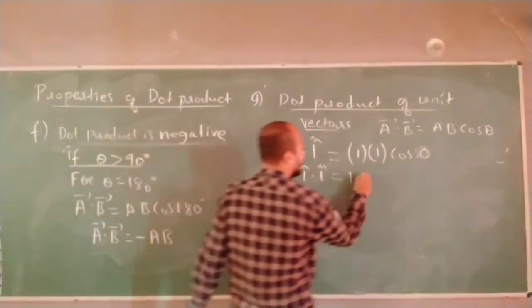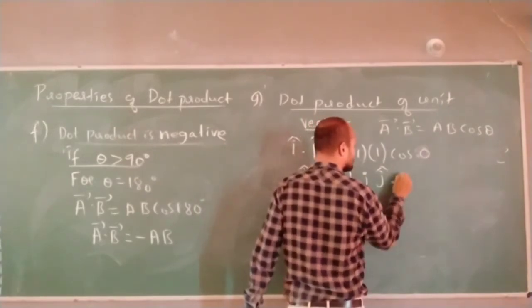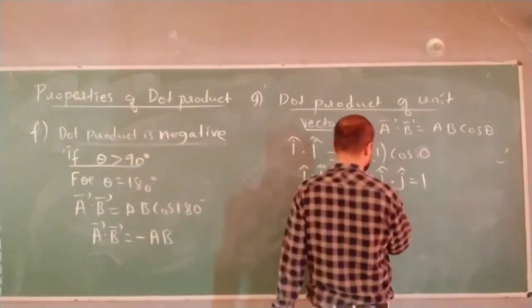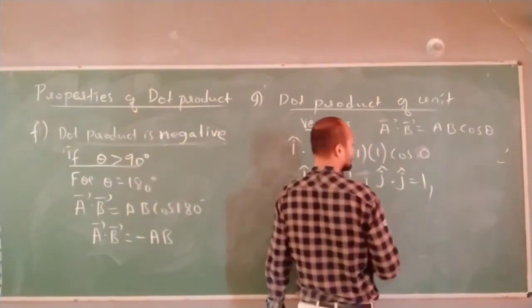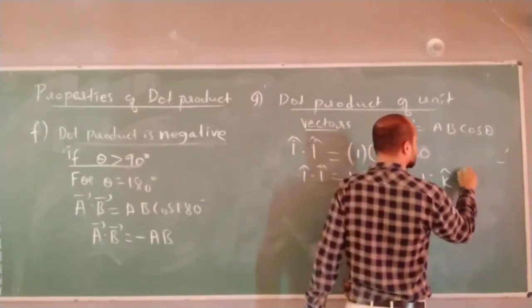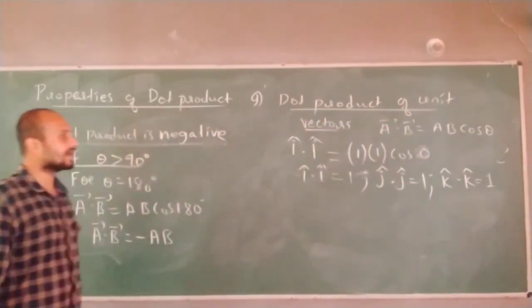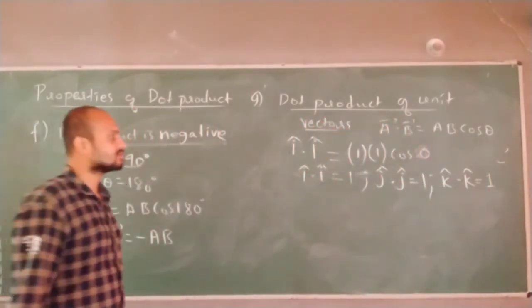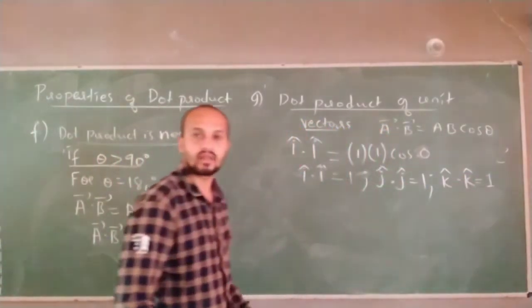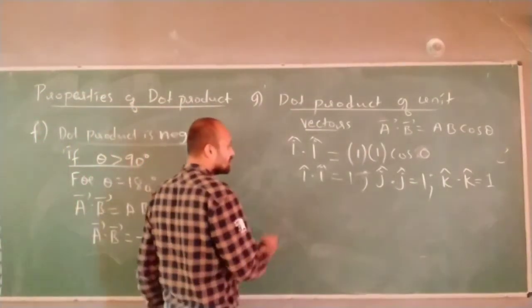In the similar manner, J dot J is equal to 1 again. In the same manner, K dot K is equal to 1. I dot I is equal to 1, J dot J is equal to 1, K dot K is equal to 1. Are you understanding? Correct, no? So, this happened.